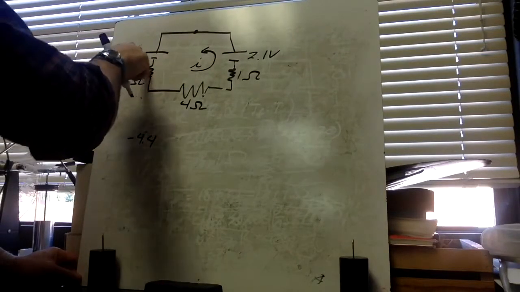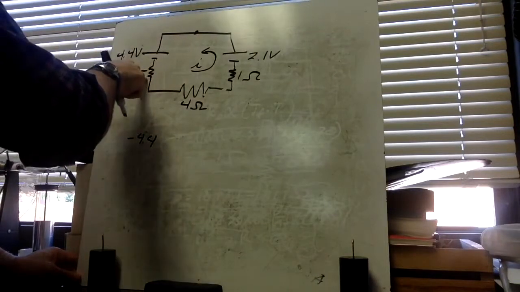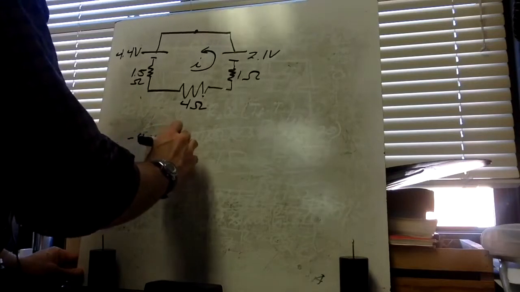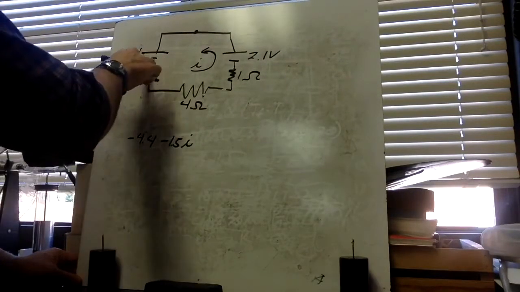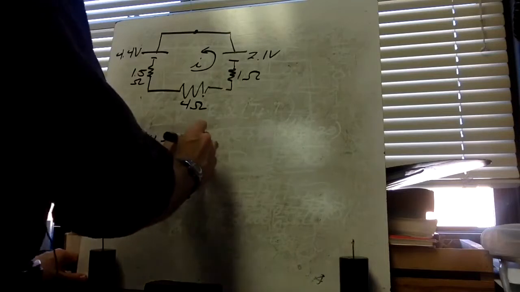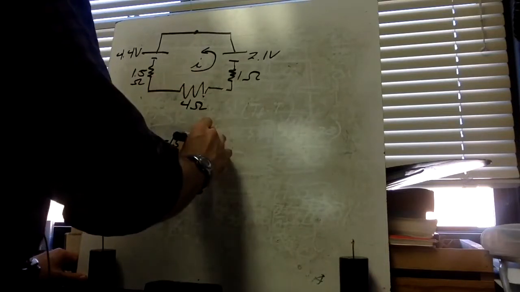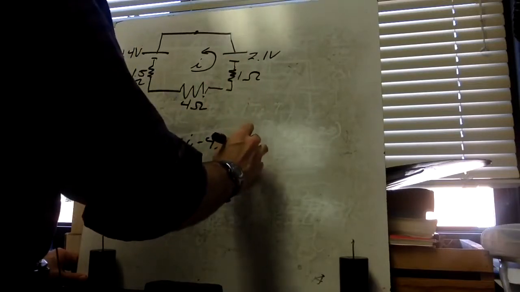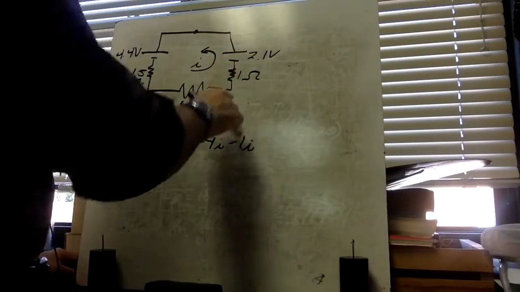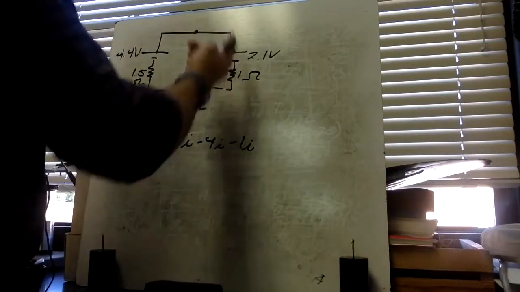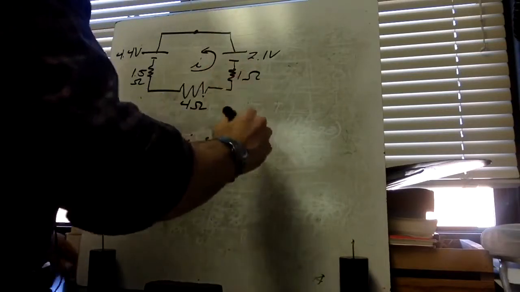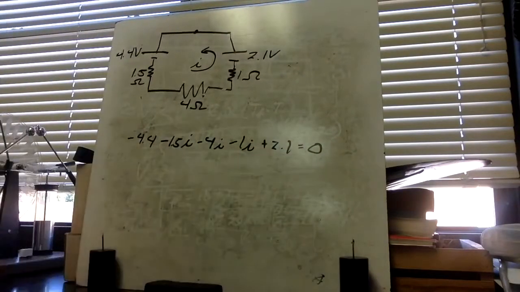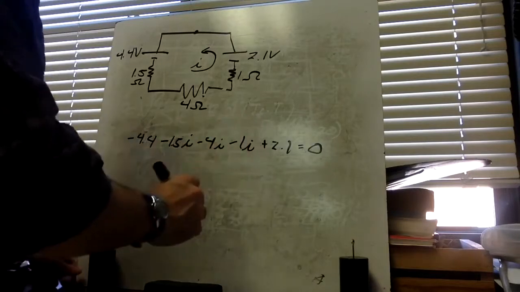And then as I'm going across here, since I think that's the direction, I'm also going to be subtracting 1.5 times I, right? That's the voltage being used up by that. Here, the voltage being used up by this is 4I, and then the voltage being used up by this one is 1I. And now I'm going the correct way across the battery, negative to positive, up. I'm adding potential going this way, so plus 2.1 equals 0. Now all I have to do is solve for I.